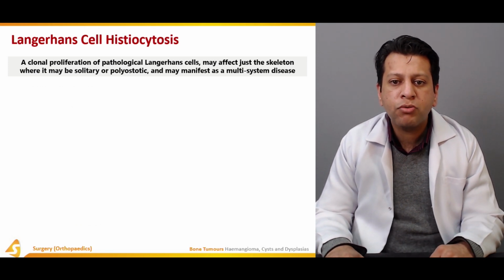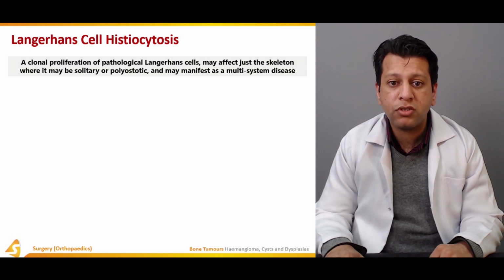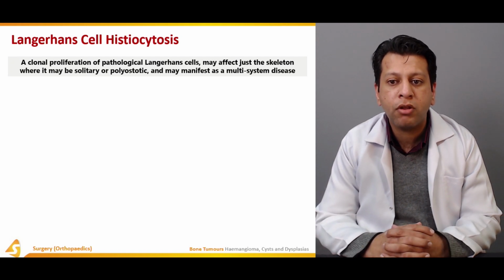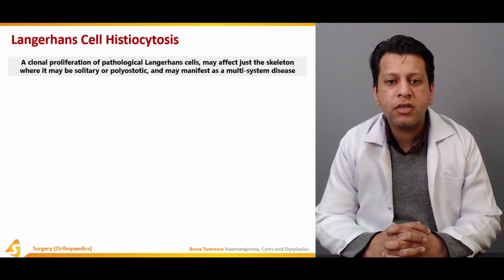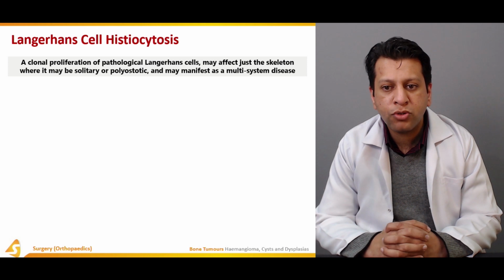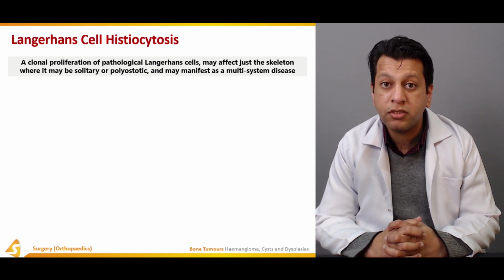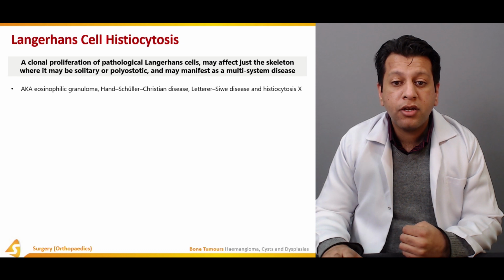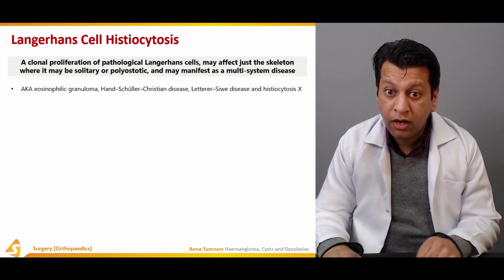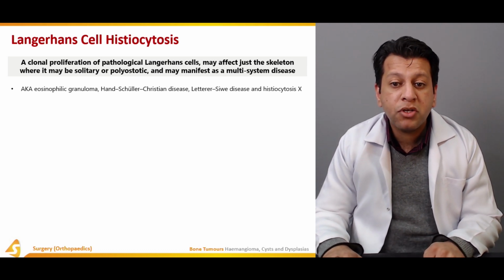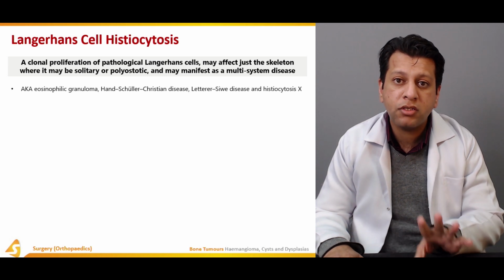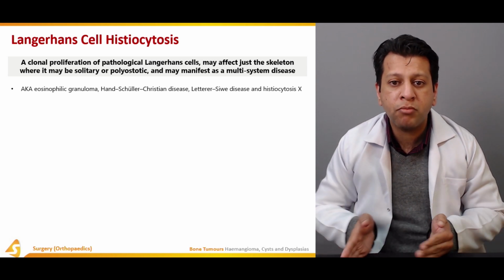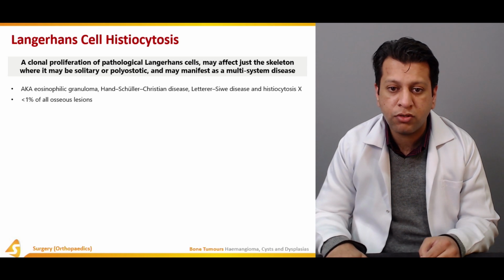Then lastly, we're going through Langerhans histiocytosis. It's called clonal proliferation of pathological Langerhans cells, as the name suggests, and may affect just the skeleton, where it may be solitary or polyostotic, or may manifest as a multi-system disease. It's also called eosinophilic granuloma and may be associated with Hand-Schuller-Christian disease, Letterer-Siwe disease, or histiocytosis X. All these names belong to a broader term called Langerhans histiocytosis.